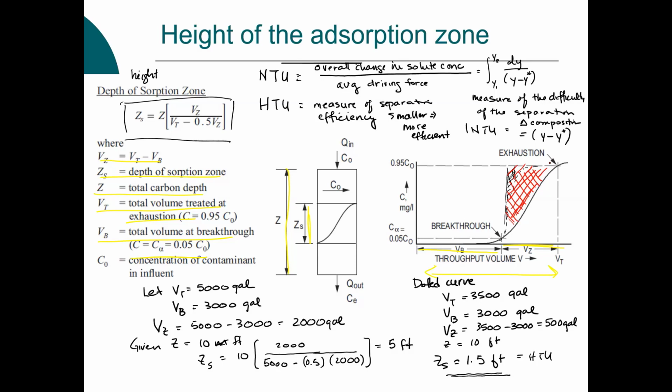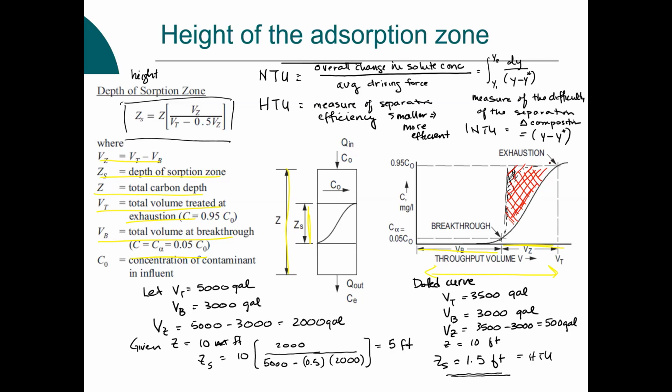So for that reason, the dotted curve is actually more efficient. It's got a smaller height of the transfer unit, and we're using more. So the question is, presuming you can stop at breakthrough, is a sharper curve better? The answer is yes. And typically, you'll operate these to breakthrough.